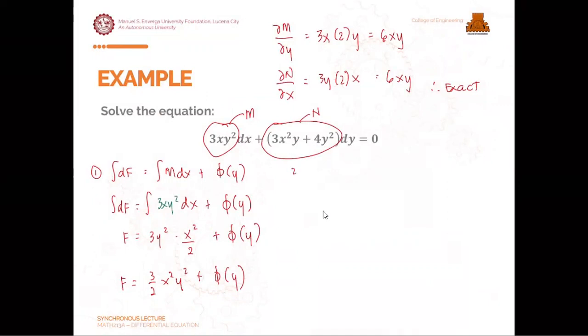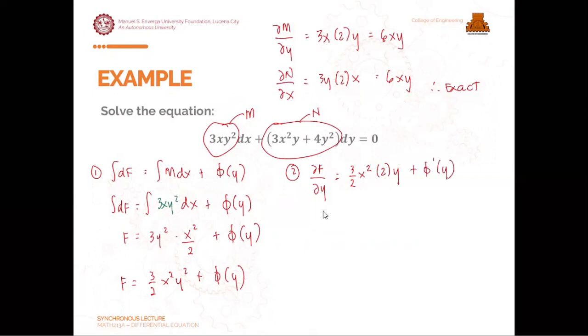So, number 2: partial of f with respect to y. Again, the value of our f is this. Let's take its partial derivative with respect to y. That will be, so, the 3 halves x squared is constant, so only the y squared matters. So it becomes 2 times y, right? Plus phi prime y.